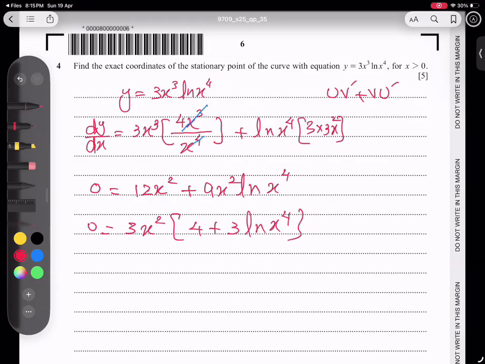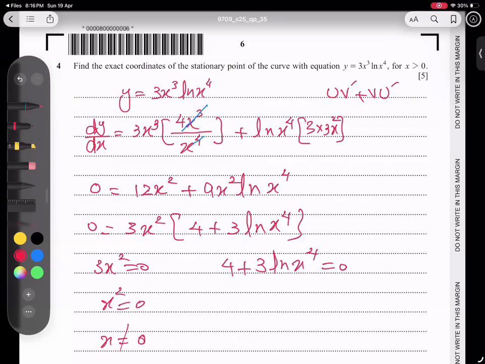And I got it. Either this part is 0 or the full part is 0. So I'm writing 3x to the power 2 is equal to 0, and 4 plus 3 ln x to the power 4 is equal to 0. I think this is clear. Now 3 will divide into 0, I get x to the power 0, and then I take a root.